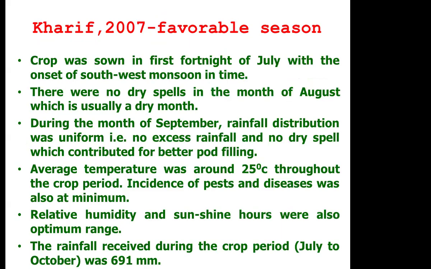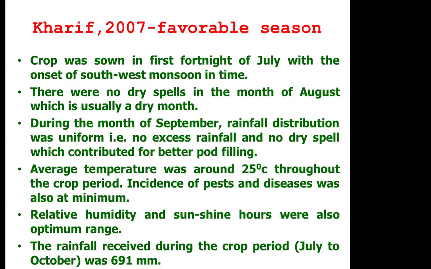And I need not go into this rain. Kharif 2007 was very favorable. We got 691 mm of rainfall. There was no excess rainfall, no dry spell, and average temperature, sunshine hours, everything was very optimum, and very high yield was recorded during Kharif 2007 by almost all the genotypes.